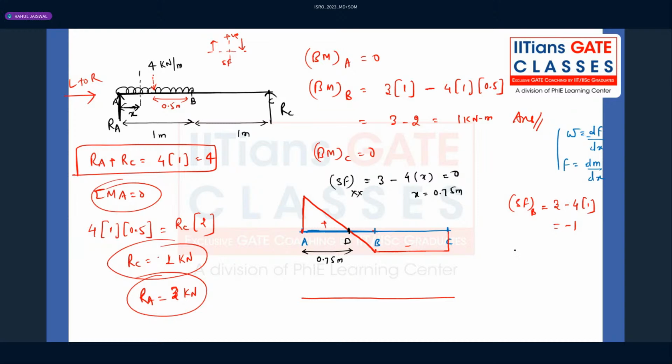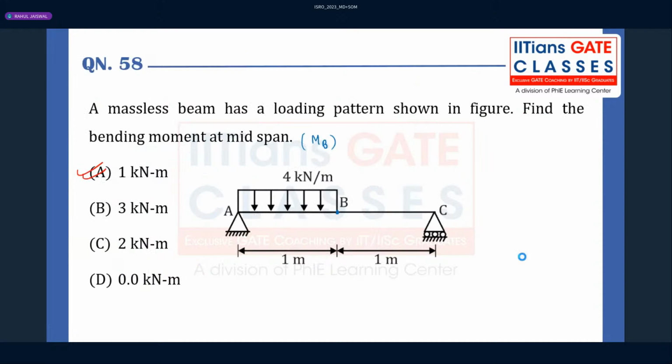So there the bending moment should be maximum, right? So calculate the bending moment at point D also. RA, that is 3 into 0.75 minus 4 into 0.75 into 0.75 divided by 2. So how much value are you getting? 3 into 0.75 minus 2 into 0.75 into 0.75. So you will get 1.125. In the same problem, if they asked for the maximum value of the bending moment, that one is not correct. 1.125 should be correct.